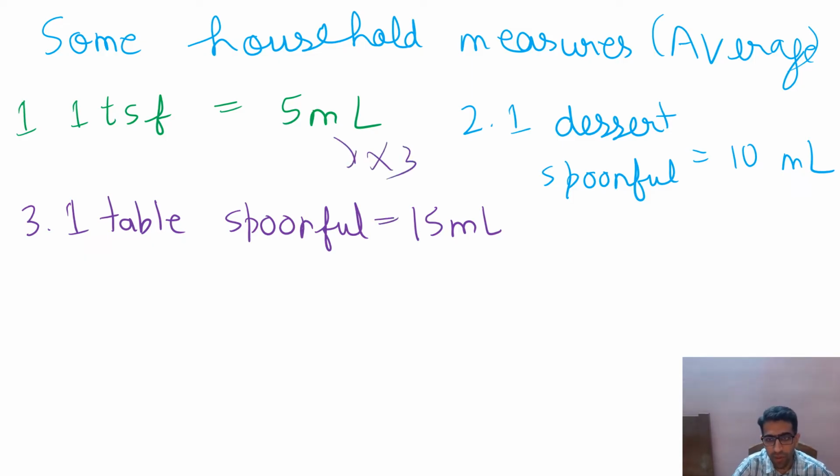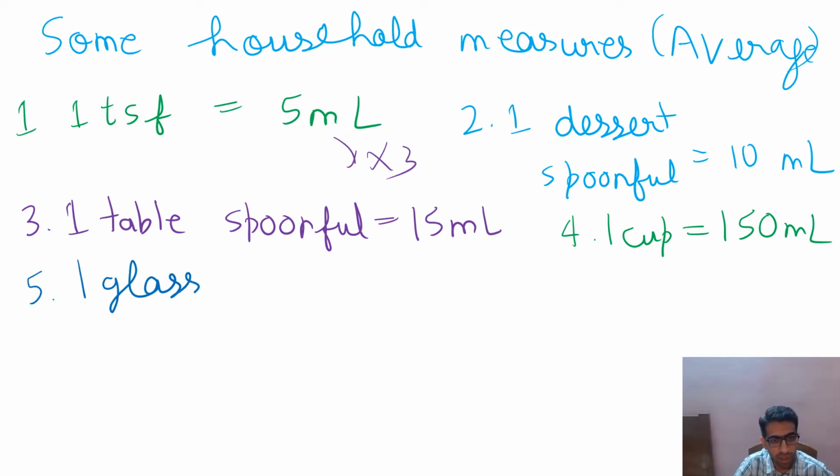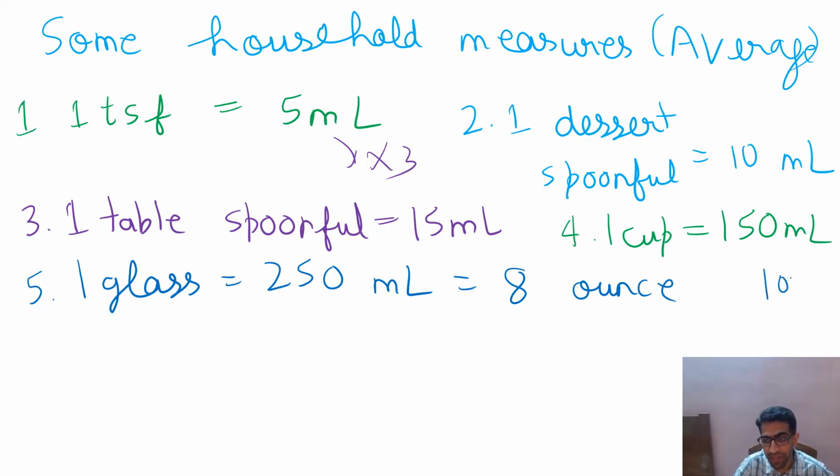Clear? Then talking about 1 cup. 1 cup is basically equal to 150 milliliters. 1 glass is equal to 250 milliliters, which is equal to 8 ounces. Tell me what is 1 ounce in the comment section. Waiting for your comments.